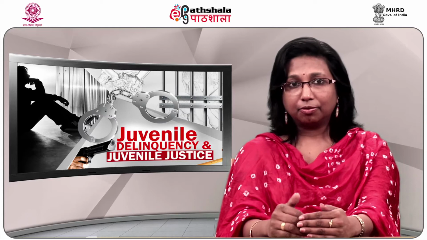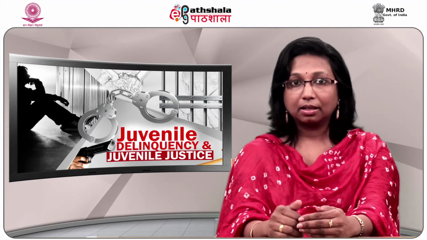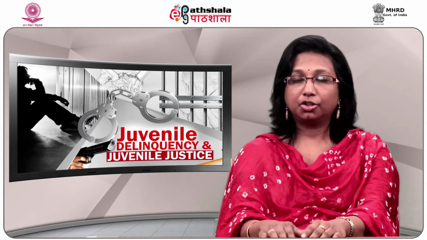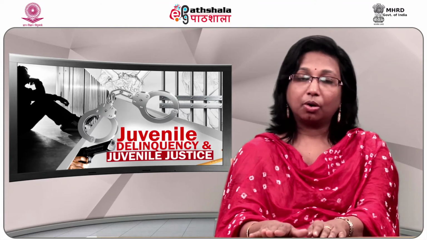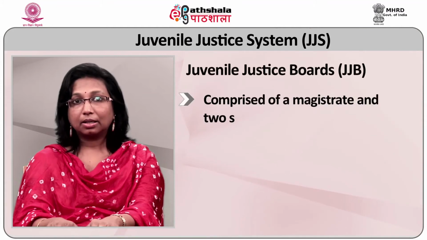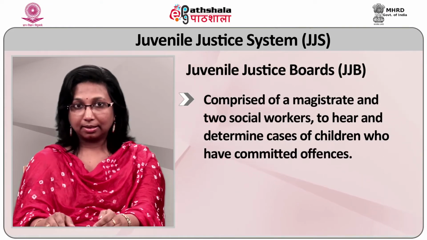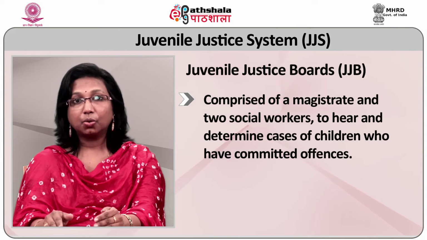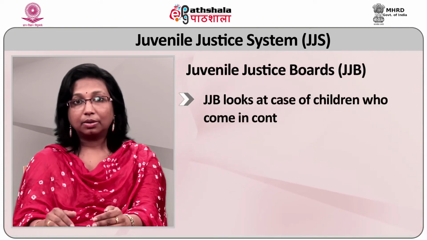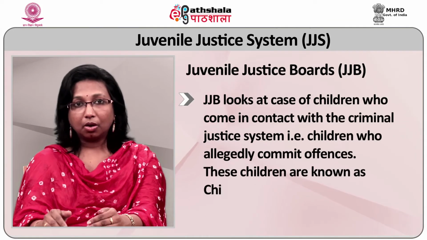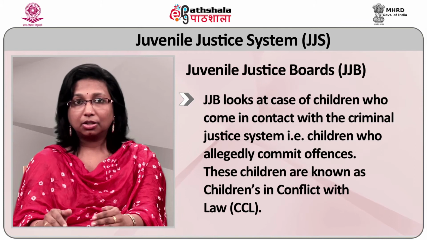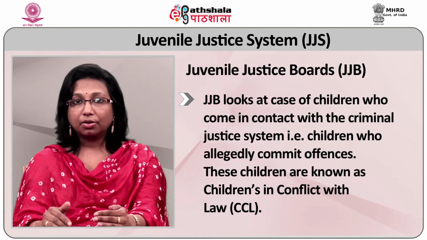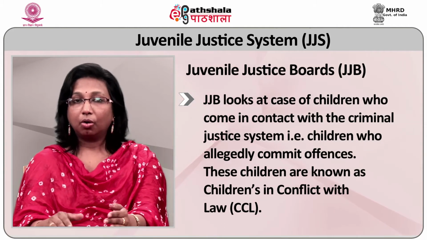However, this system functions differently under the Juvenile Justice Act, which calls for the creation of 2 distinct bodies to make orders related to children. The Juvenile Justice Board, better known as the JJB, is comprised of a magistrate and 2 social workers to hear and determine cases of children who have committed or are alleged to have committed an offence. JJB looks at cases of children who come in contact with the criminal justice system, that is, children who have allegedly committed an offence. These children are known as children in conflict with law or CCL.